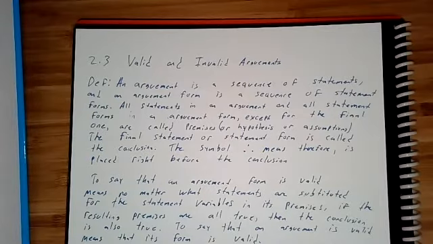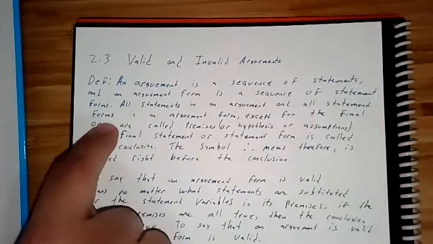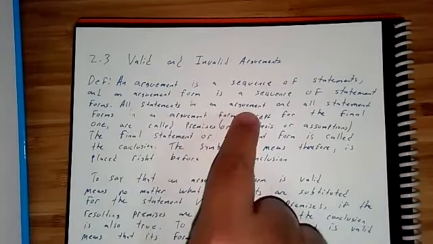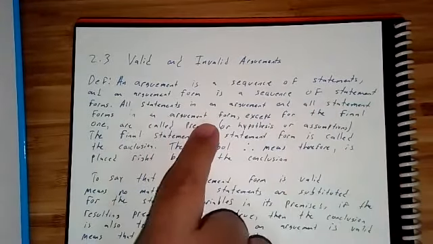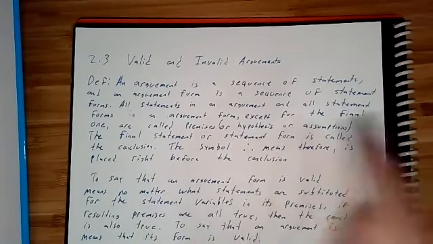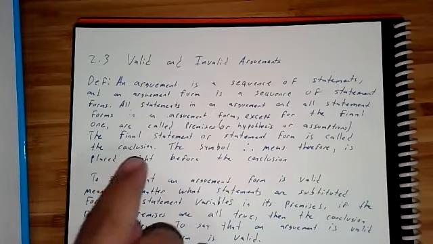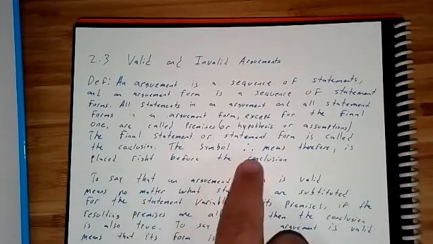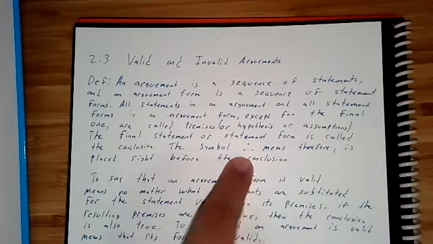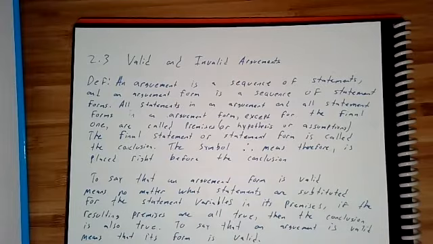An argument is a sequence of statements, and an argument form is a sequence of statement forms. All statements in an argument and all statement forms in an argument form, except for the final one, are called premises, or hypotheses, or assumptions. The final statement or statement form is called the conclusion. The symbol, the three dots that you're going to see me use, means therefore, by the way. It's placed right before a conclusion. So right when you're about to say your conclusion or your final statement, you put the three dots.